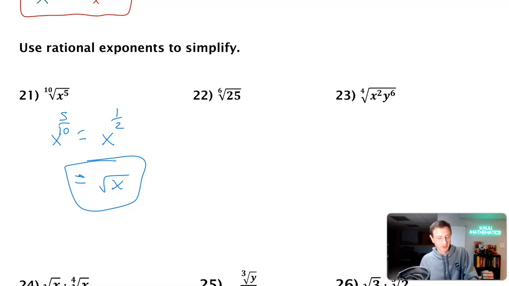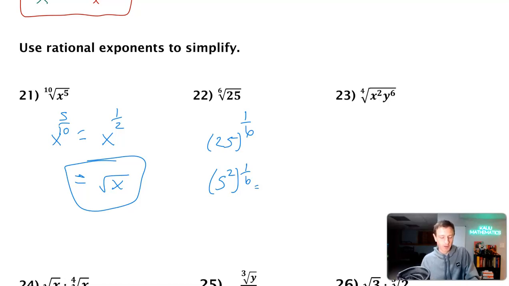22, the 6th root of 25. This looks kind of weird because you're like, well, 6th root of 25, I can't take the 6th root of 25. There's nothing to the 6 that would give me back 25. So what could I do? Think about this again. This is 25 being raised to the 1 over 6. What is 25? How could I rewrite 25? 25 is also 5 squared being raised to the 1/6.